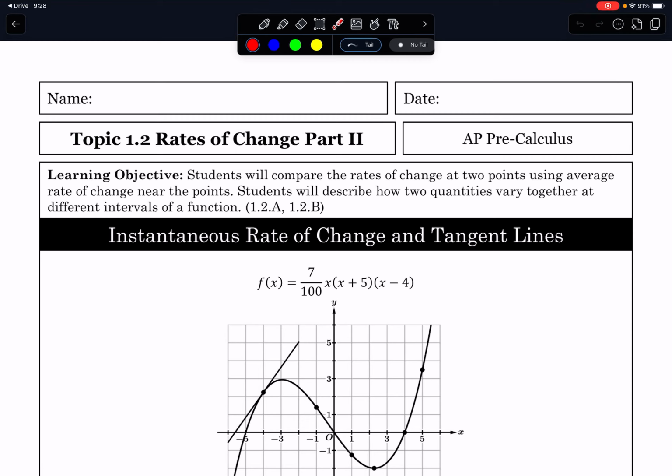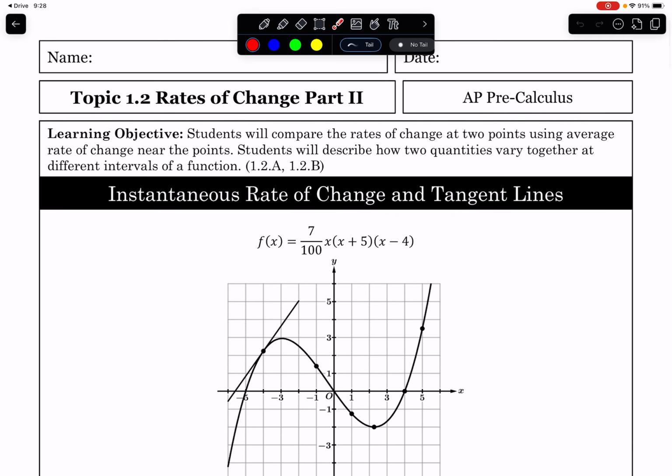In this video, the learning objective is students will compare the rate of change of 2 points using the average rate of change near those points. Students will describe how two quantities vary together at different intervals of the function.